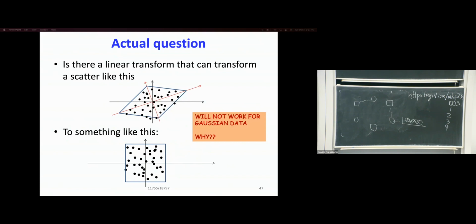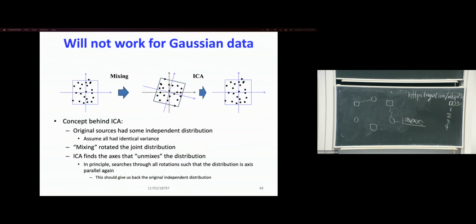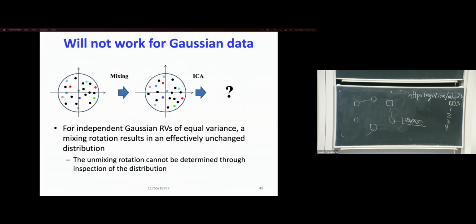Gaussian data already is like a circular form, right? So if you take rotating it, it doesn't matter. Rotating a circle doesn't do anything. So unmixing, mixing has no meaning when it comes to circles. That's why with Gaussian data, this will not work. This will be a question on the quiz for some of you: which distribution will ICA not work on? That will be this one, Gaussian.